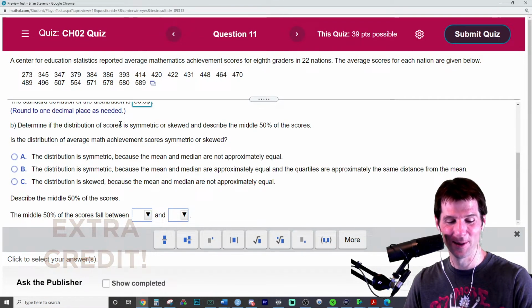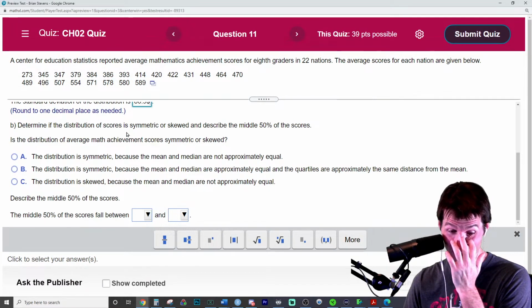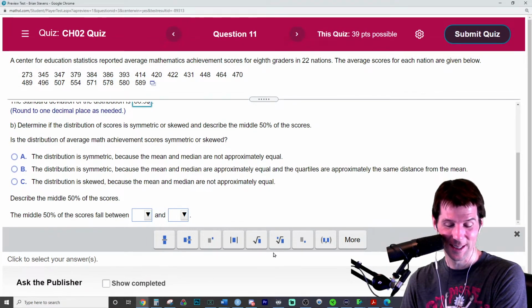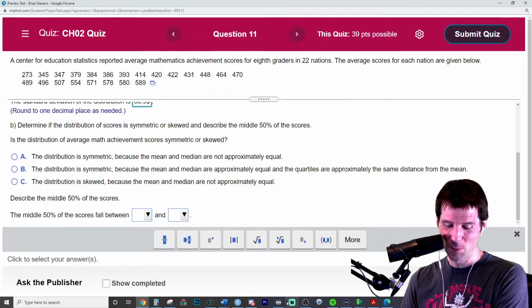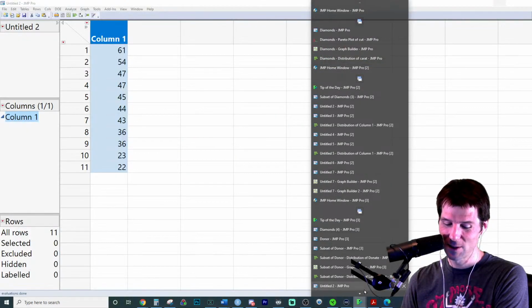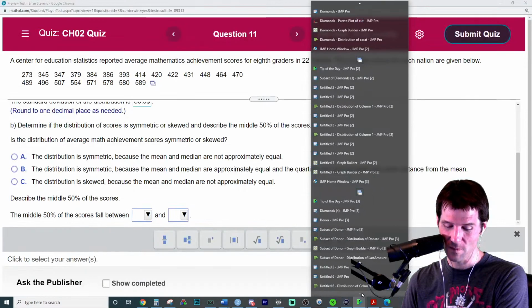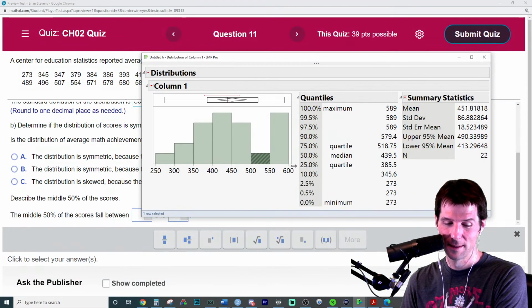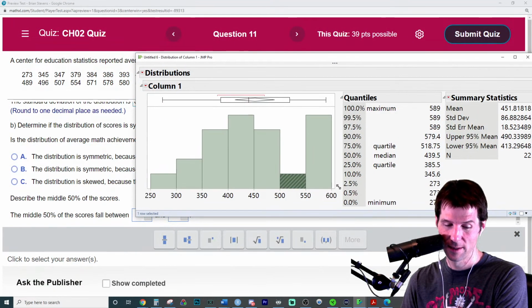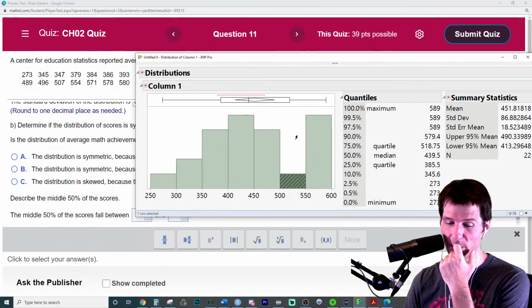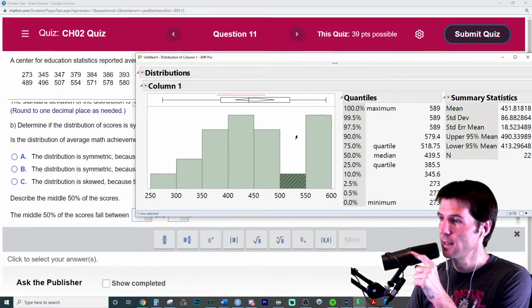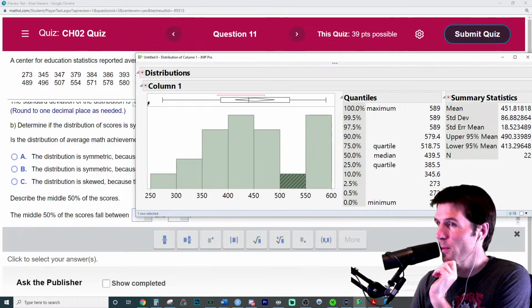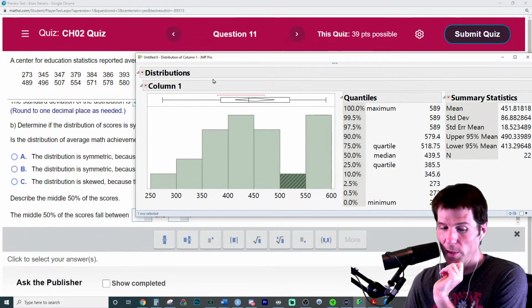Determine if the distribution of scores is symmetric or skewed, and find the middle 50% of scores. Oh my gosh, it's a weird looking distribution, isn't it? Let's go look at that shape again. That's not symmetric. It's skewed, I think. It's got right skew with outliers. This is not a very classical shape of distributions. It's got a weird looking shape.